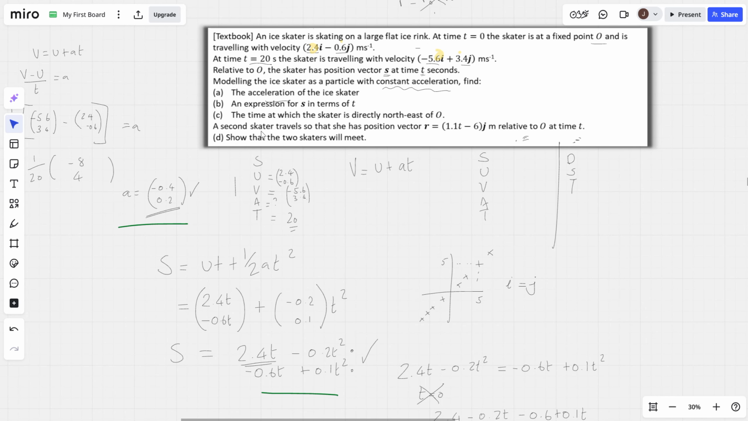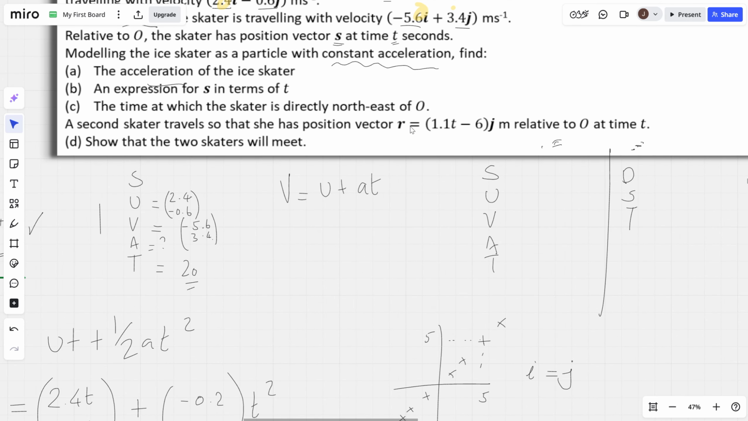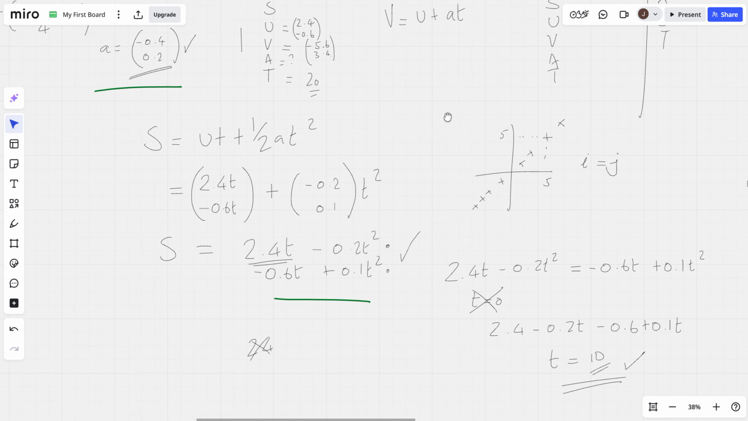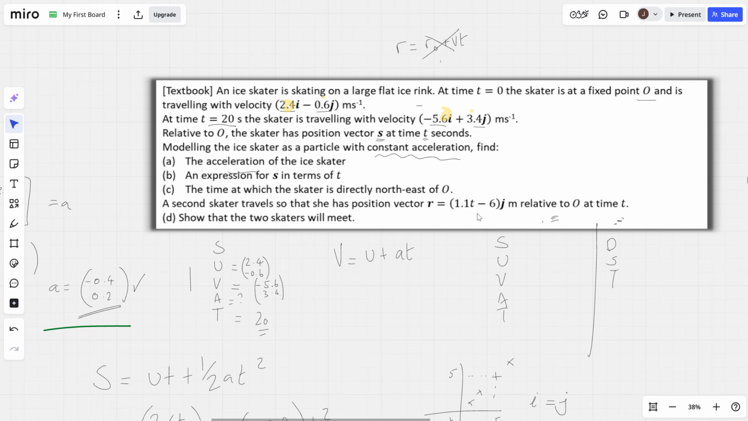Finally, a second skater travels and they have this position vector, 1.1t minus 6. All of the stuff about acceleration and so on has all been done for me. I don't need to worry about that. I just need to say that the two people are in the same place. So that just means when this position vector is the same as this position vector.